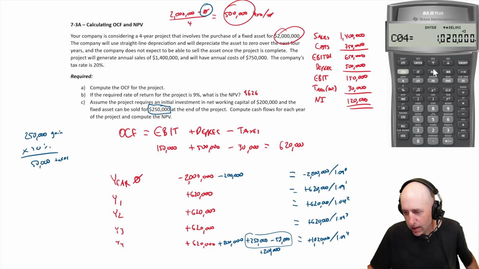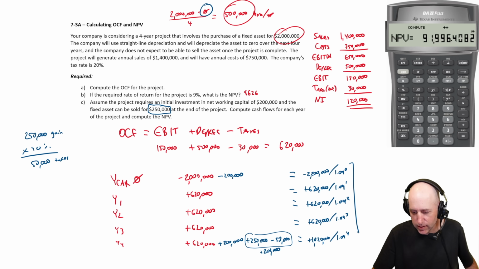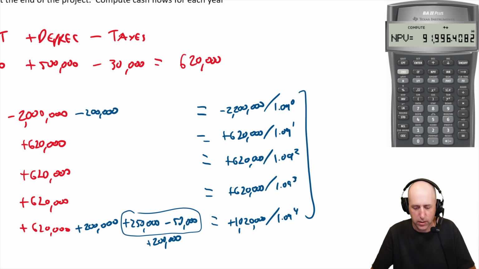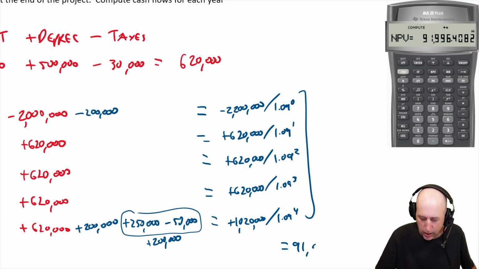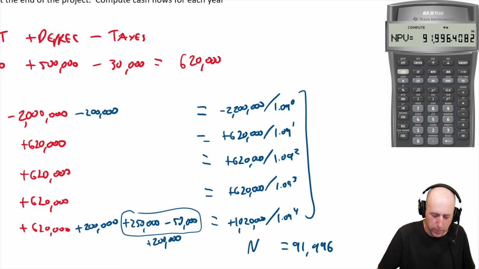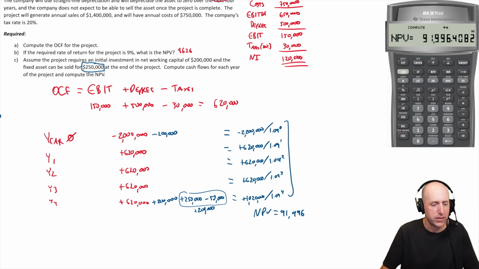Let's go ahead and calculate the net present value of those cash flows. So I go NPV. Our discount rate is still 9. Hit the down arrow, hit compute, and I get 91,996. Actually, let me write it down here because we're going to be calculating these in a second. 91,996. That is the net present value of part C.